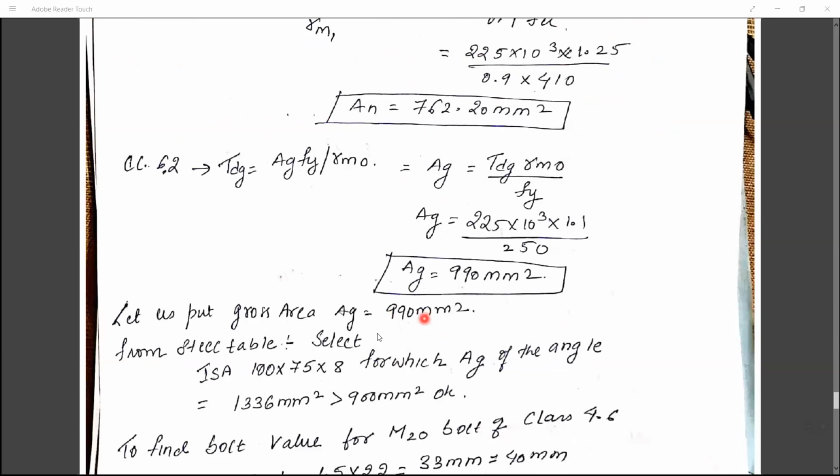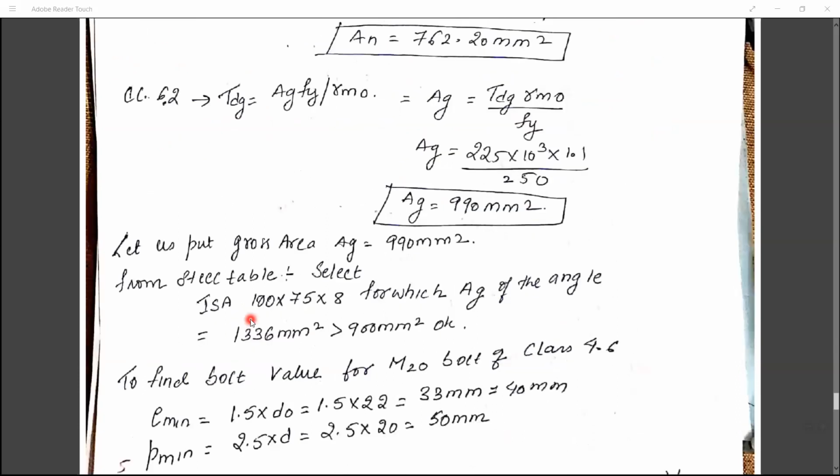990 mm square. Always select the gross area which is higher. Then go to the steel table in unequal angles. Select 100 into 75 into 8 mm. There the area is given as 1336 mm square, which is more than 900 mm square. So it is okay. It is near to it.